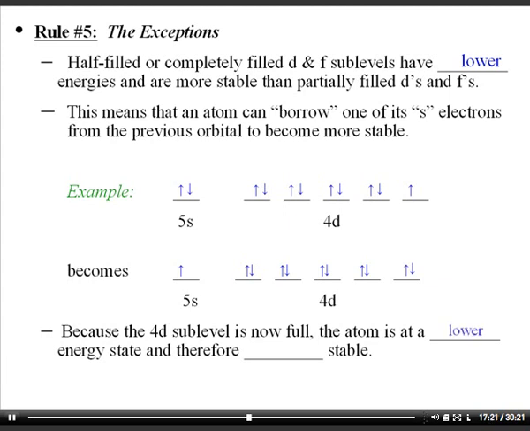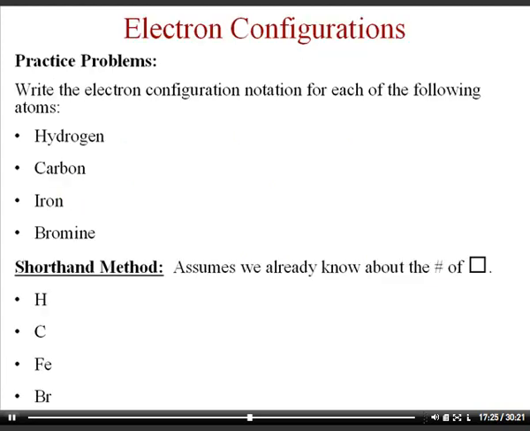So the 4d sublevel is now full, and it's at a lower energy state than before, so it's more stable. Now the next slide says electron configuration practice problems. We actually write out by hand hydrogen, carbon, iron, and bromine's addresses for all the electrons. Hydrogen has 1 electron, carbon has 6, iron I believe has 26, and bromine has 35 electrons. We write out the entire address for them.